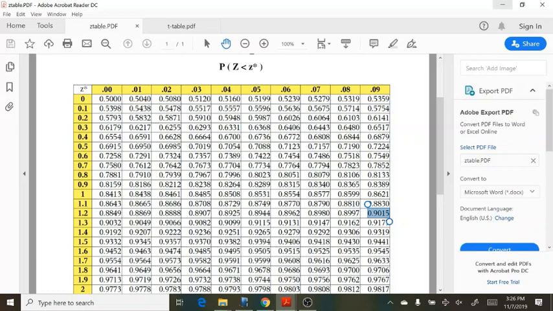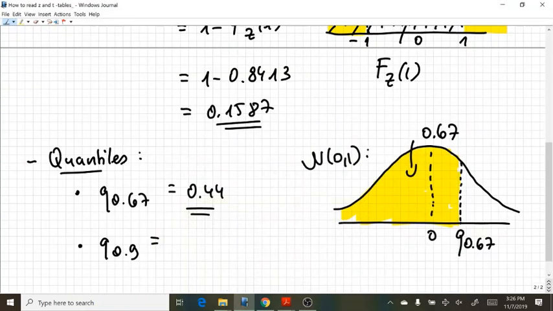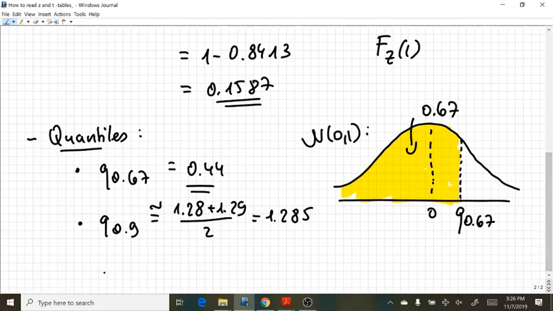When you use z-tables, it's not an accurate way, but we can only approximate with the z-table. So I will average the two closest numbers, which gives me 1.285, and that's an approximate way of providing the quantile. That's all we can do with a z-table.